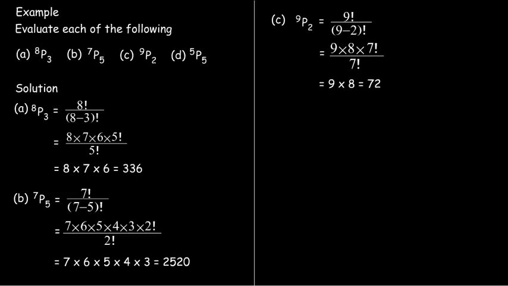And for our final example here, which is D, that's 5 permutation 5, to be equal to 5 factorial divided by (5 minus 5) factorial. So it will be equal to 5 factorial divided by 0 factorial, and recall that 0 factorial is equal to 1. So this will be equal to 5 times 4 times 3 times 2 times 1, which is equal to 120.